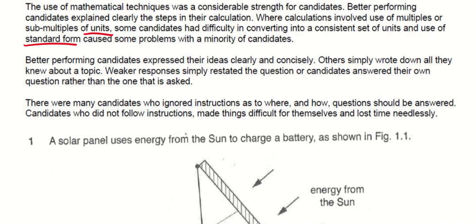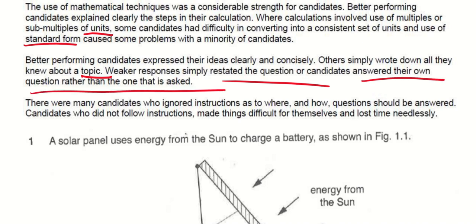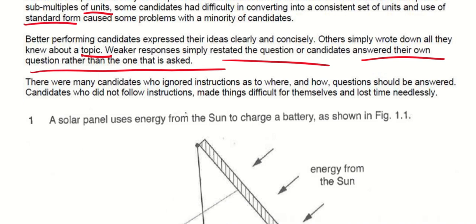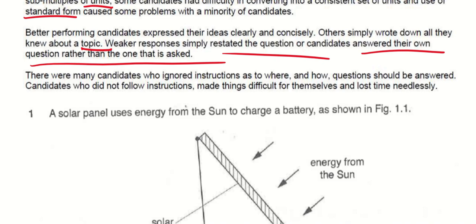Okay, so better performing candidates express their ideas clearly and concisely. That means they don't write over. Then others simply wrote down all they knew about a topic. Okay, so basically they just talk about the topic. Now, weaker responses simply restated the question or candidates answered their own question rather than the one that's asked. That's quite common. You all just talk about what you want. Okay, then there are many candidates who ignore instructions as to where and how questions should be answered. They did not follow instructions, made things difficult for themselves and lost time needlessly.